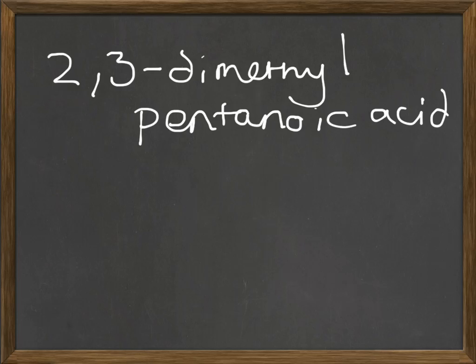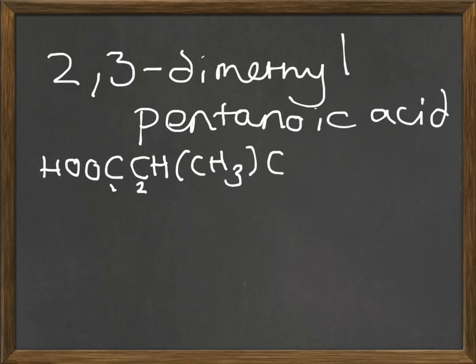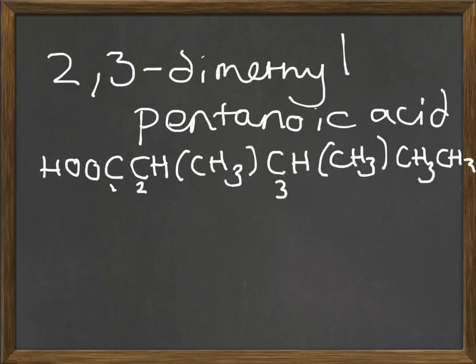Okay, so the structural formula is HOOC, CH, and then bracket CH3, because you've got a methyl coming off the second carbon, and then a CH, and then bracket CH3 on that third carbon, and then CH. Oh, there's a slight error there. It should say CH2 and then CH3.